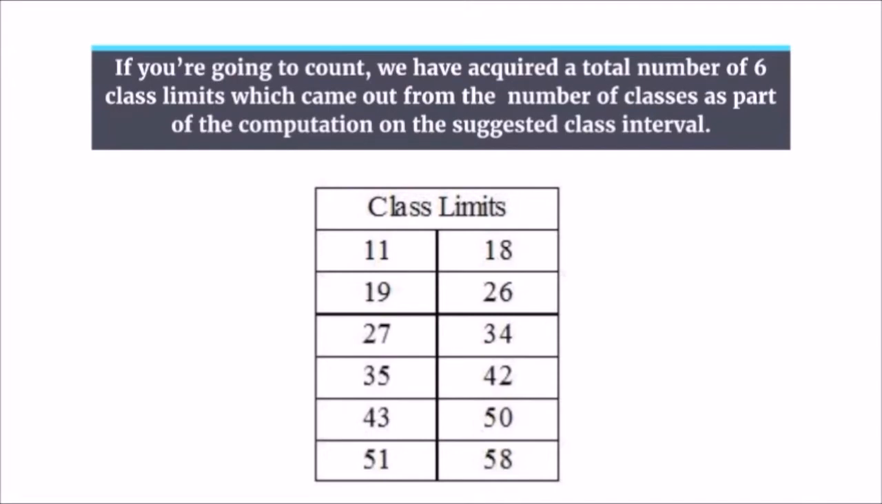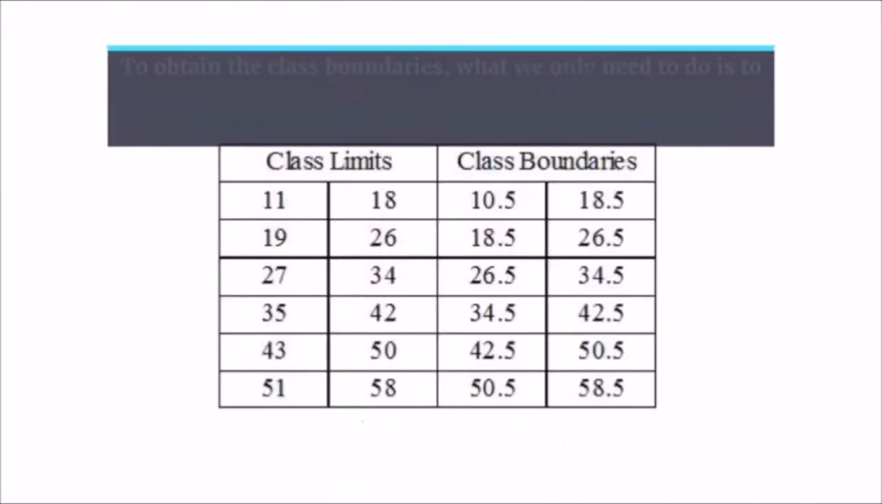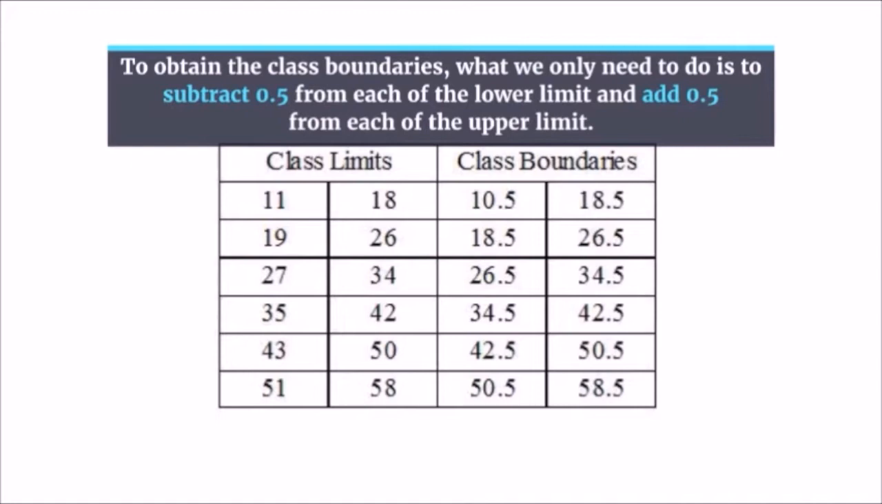Here you can see that our lowest number, which is 11, is actually part of the first limit, while our largest number, which is 55, is part of the last limit. If you count, we have acquired a total of 6 class limits, which came from our number of classes, as part of the computation on the suggested class interval. After obtaining the class limits, we can now compute for the class boundaries. To obtain the class boundaries, all we need to do is subtract 0.5 from each of the lower limits and add 0.5 to each of the upper limits. Here are now our class boundaries.